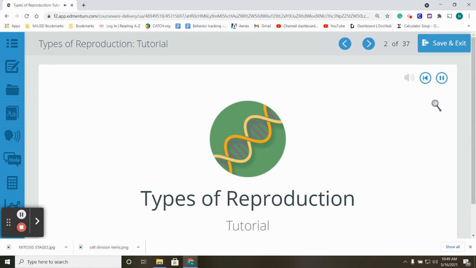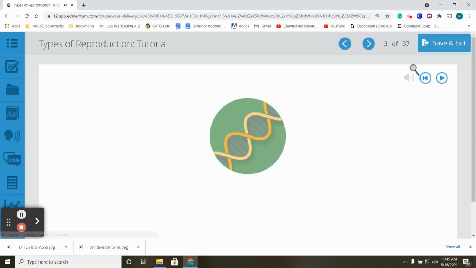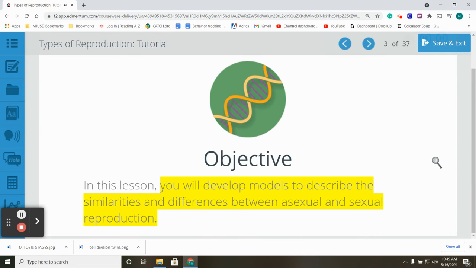Types of reproduction. In this lesson, you will develop models to describe the similarities and differences between asexual and sexual reproduction.